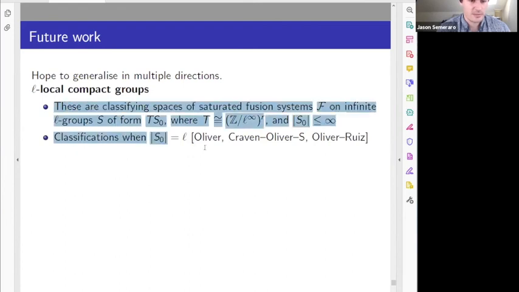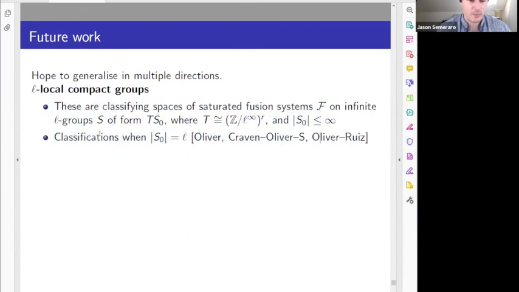That's where the interest comes from my perspective: together with Bob Oliver and David Craven, I worked on classifying all of these types of saturated fusion systems when S0 is of order L, and that was extended to a complete classification by Oliver and Ruiz, in the case of discrete L local compact groups. And we can use these classifications to ask questions about the behavior of the fusion systems that come out of them, from the representation theory point of view. I would be interested in studying analogs of Adams operations and homotopy fixed points, which have been defined by people like Alex Gonzalez for L local compact groups.